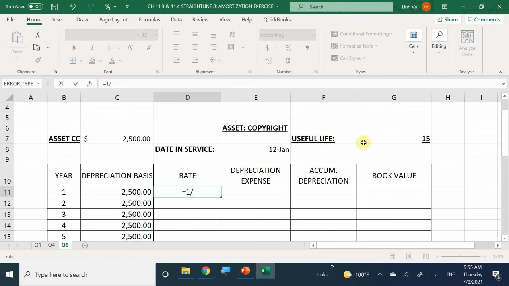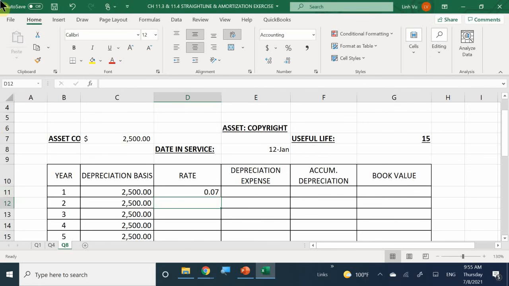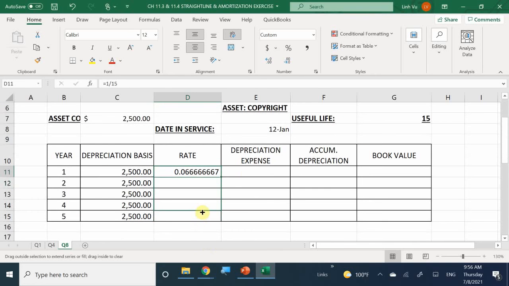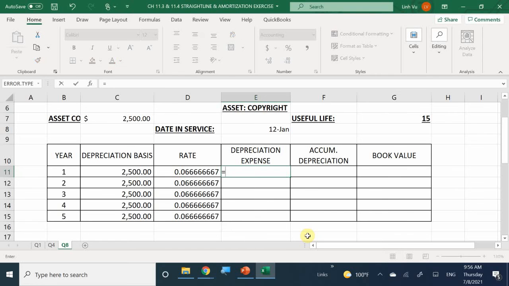0.0667. Okay, bunch of 6s and a 7. All right, and what do we know about the rate? Stays the same. Stays the same all the way down. So in this case, what is going to be my depreciation expense, or sorry, amortization expense for the first year? I got 166.67.